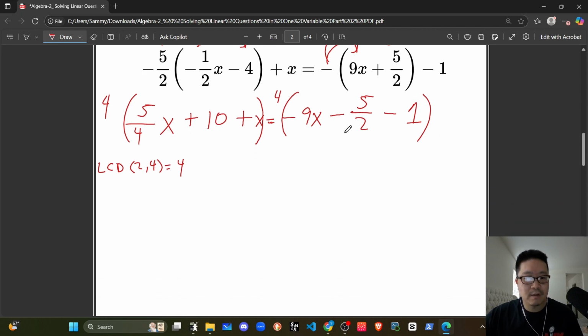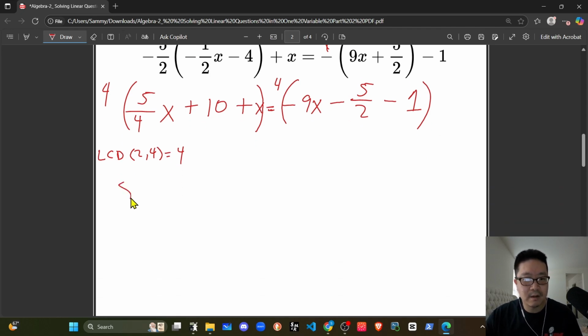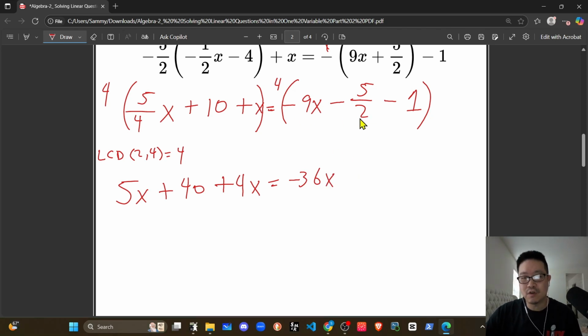When we do that, we get, on the left side, 5x, right? Because the 4s are going to cancel each other out. So we get 5x plus 4 times 10 is 40. 4 times x is 4x equals, here we have 4 times a negative 9x, that's negative 36x. 4 times a negative 5 over 2. The 2 is going to go into 4 twice.